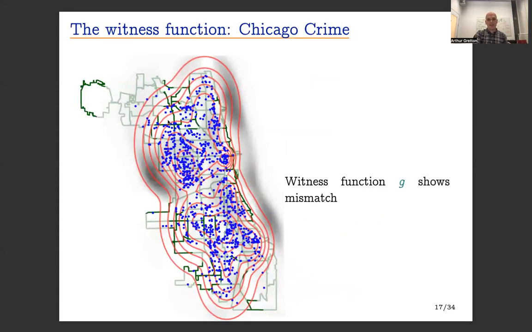Here's our example of the city of Chicago, where we've got our crimes and our model. In this case, the grayscale is the witness function, illustrating where the largest mismatch occurs between the model and the data. And you can see that this happens in Lake Michigan because there are no crimes in the lake, there are no pirates in Chicago, but our mixture model is still placing mass in the lake.